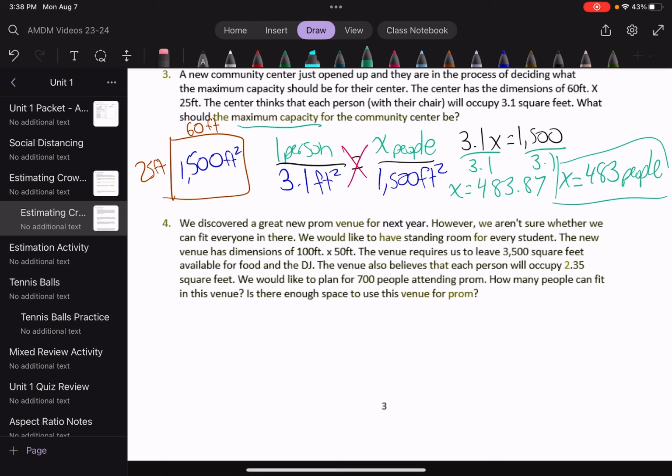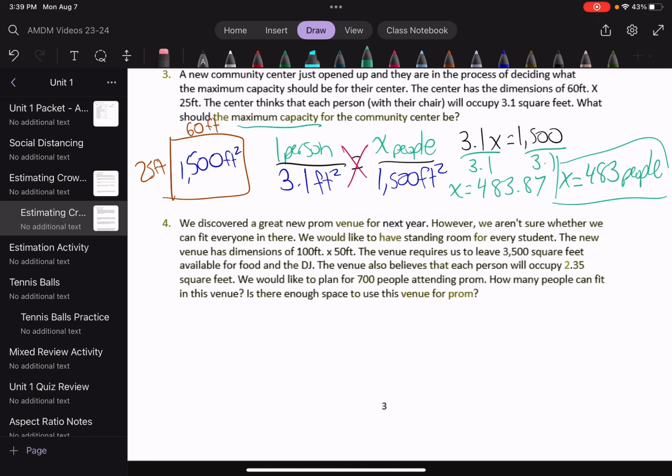And let's look at this last one. It says, we discovered a great new prom venue for the next year. However, we aren't sure whether we can fit everyone in there. We would like to have standing room for every student. The new venue has dimensions of 100 feet by 50 feet. The venue requires us to leave 3,500 square feet available for food and the DJ. The venue also believes that each person is going to occupy 2.35 square feet. We would like to plan for 700 people to attend prom. Let's see how many people can actually fit in the venue and if there's enough space for the people that we want at prom. All right, so is there enough space to use this venue for prom?